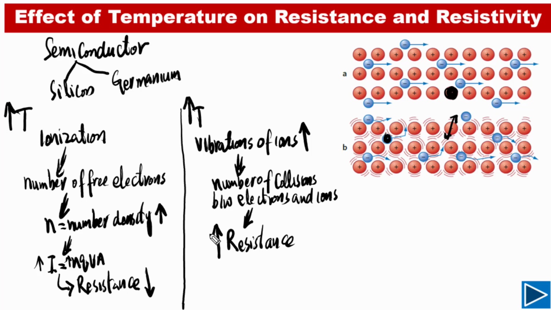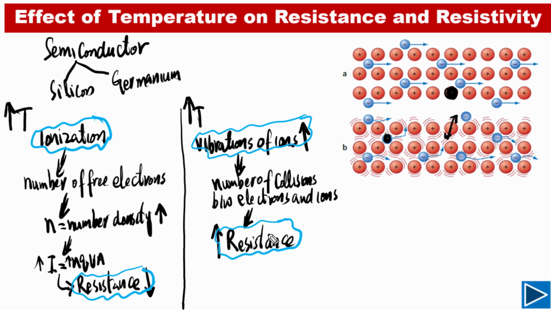Now we need to find out which one is the dominant factor among these two. We have discussed two factors: one is ionization, the second one is vibrations of ions. Which one is dominant? Due to ionization, resistance is decreasing, but due to vibrations, resistance is increasing. Dominant in this case is ionization.